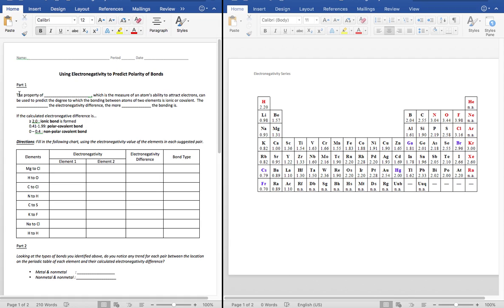So anyway, part 1. The property of, and you might guess, the property of electronegativity, and I'll underline that for you so you know that that's our first blank, which is the measure of an atom's ability to attract electrons, can be used to predict the degree to which the bonding between the atoms of two elements is ionic or covalent. Okay, so up to this point we've been talking about ionic or covalent. Ionic is usually a bond between a metal and a nonmetal. So those are things here on the left side combined with things on the right side. And so that we would consider those ionic.